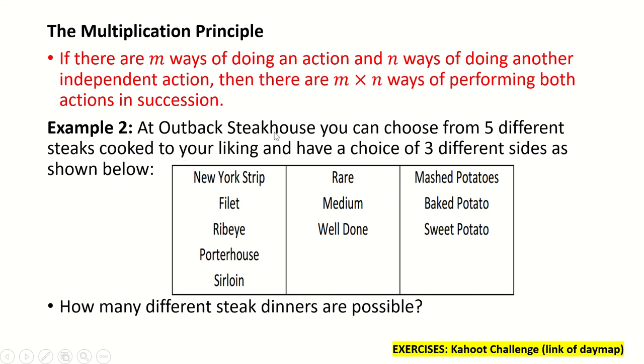Again, at a steakhouse, you can choose from 5 different steaks: New York strip, fillet, ribeye, porterhouse, and sirloin. You can have it cooked in 3 different ways: rare, medium, or well done. And then you can have some sides, either mashed potato, baked potato, or sweet potato. How many different steak dinners are possible? There are 5 from the first group, times 3 from the second group, times 3 from the third group. 5 times 3 is 15, 15 times 3 is 45. So there are 45 different ways to have a steak dinner from the Outback Steakhouse.